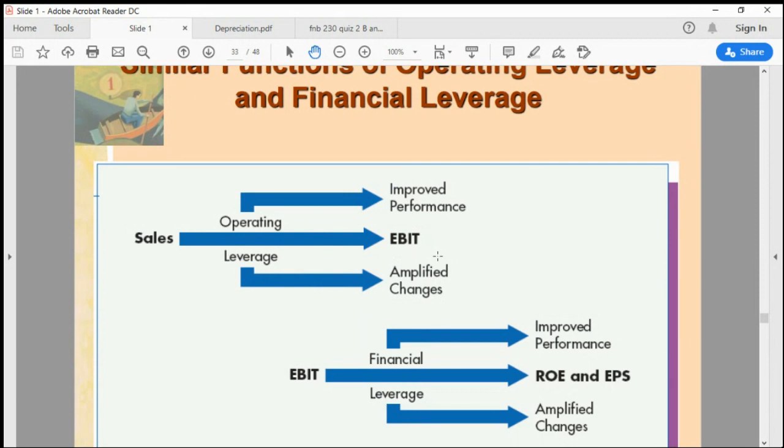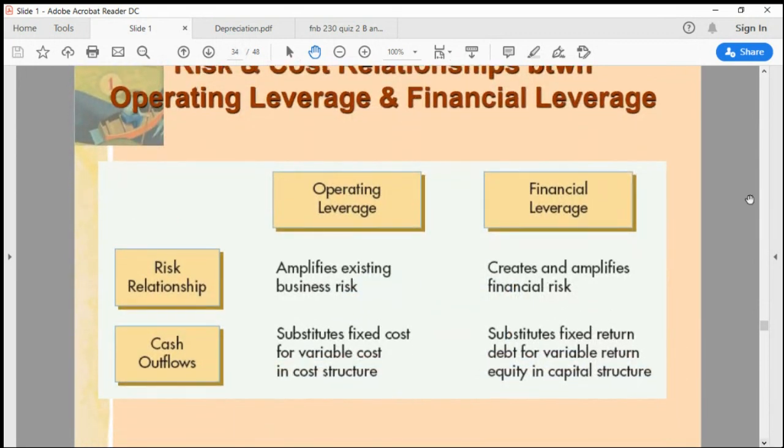And then the EBIT effect is amplified once again through the financial leverage. During the good times, through the financial leverage, you will get improved performance, right? So ROE and EPS will go up, and then during the bad times, significantly lower performance, right? So it amplifies the changes, right? DOL amplifies the changes in EBIT. DFL amplifies the changes in ROE and EPS.